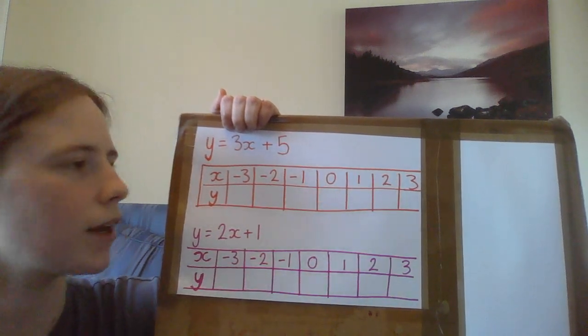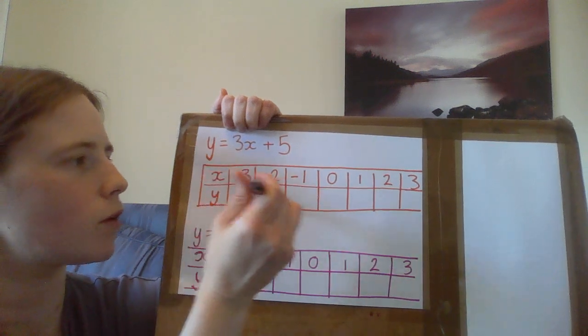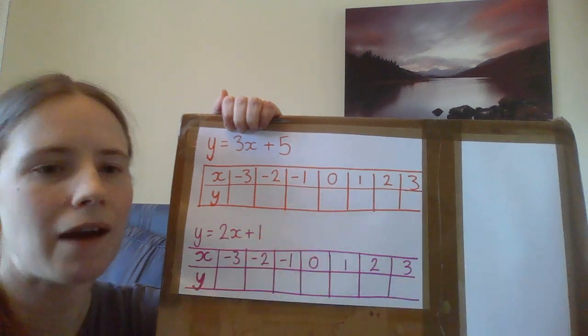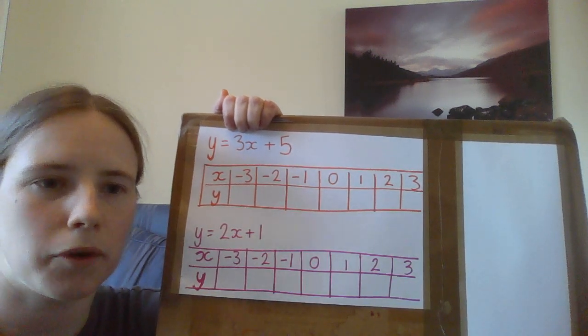And for each one, you're going to get a different y value that you're just going to record down here. And then they form pairs. And when you've got a pair of x and y values, you've got yourself a coordinate.